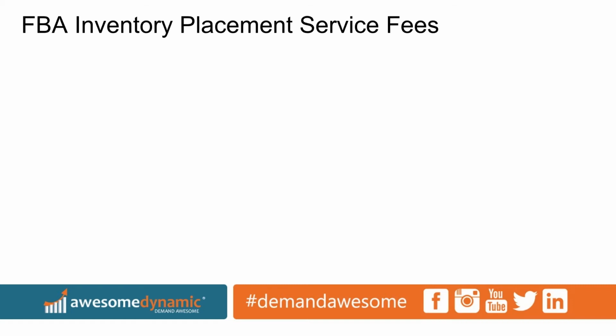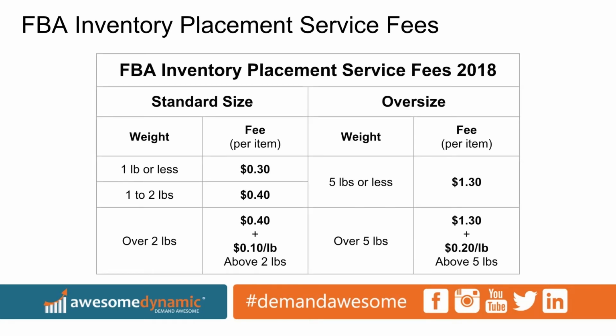The inventory placement service fees vary, once again, based on the size tier. You'll see that standard size items, if they weigh 1 pound or less, are 30 cents per item. Anything that is between 1 and 2 pounds is 40 cents per item. And anything over 2 pounds, Amazon charges 40 cents plus 10 cents per pound above the first 2 pounds.